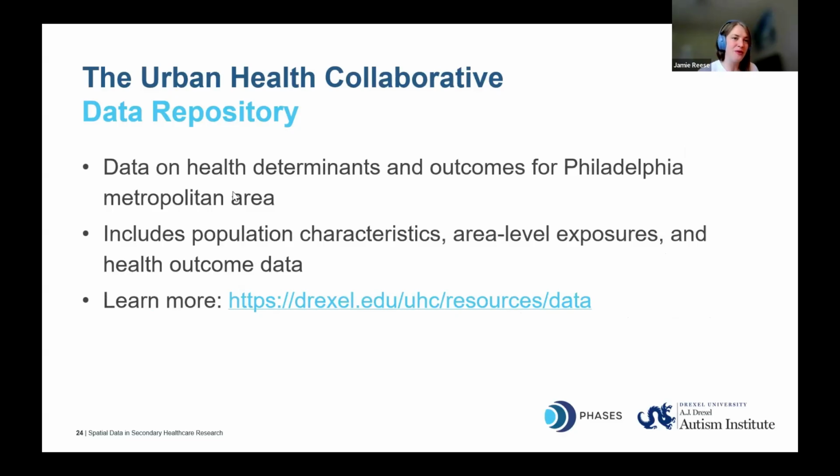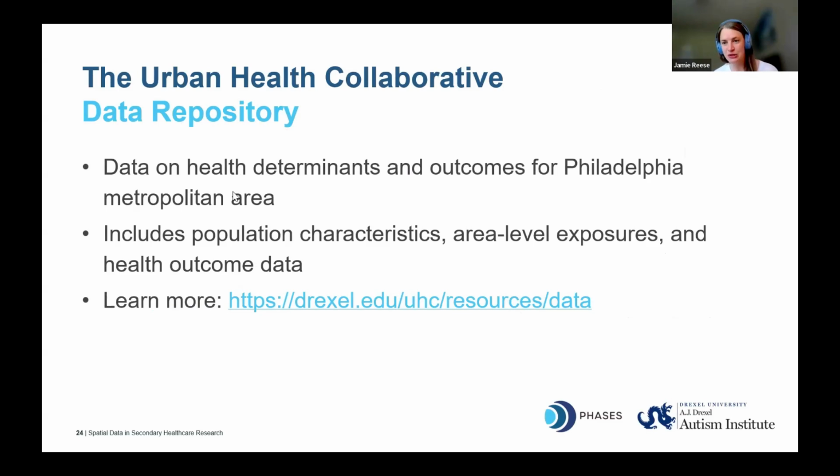More on Urban Health Collaborative. They have this great data repository that is focused on the Philadelphia metro area. So they have health determinants and health outcomes. They have things like population characteristics.